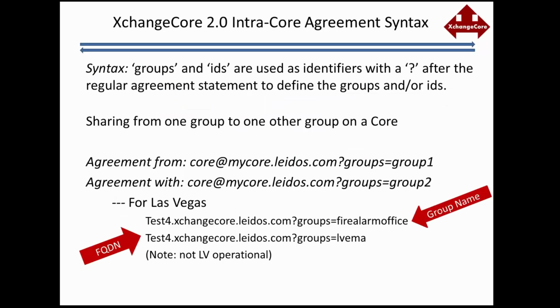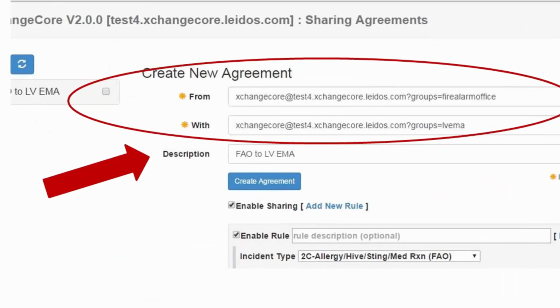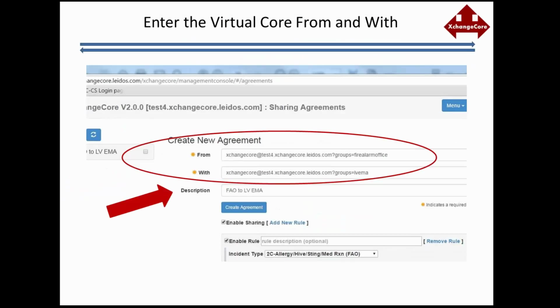So here you can see sharing from one group to another group syntax. And you can see for Las Vegas down at the bottom of the slide, the fully qualified domain name. You can see the test server, and at the end there, what's important is the group name, Fire Alarm Office. So that's the from, and then with is the next line, LVEMA. Again, this is just on the test server where we were fleshing out the concept, not our operational environment. And here's the slide that shows that information entered in there: from the Las Vegas Fire Alarm Office with the Las Vegas Emergency Management Agency. And then just a brief description. And then again, you can see the incident types where it says enable rule.